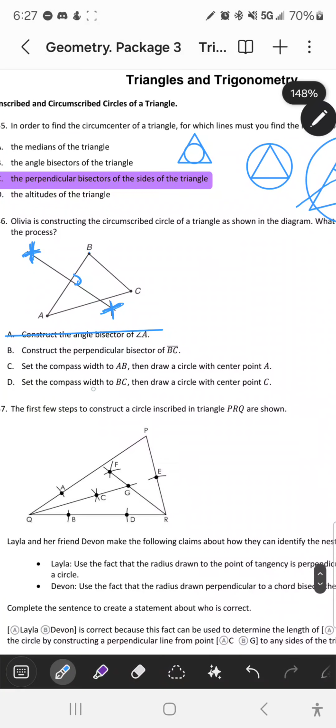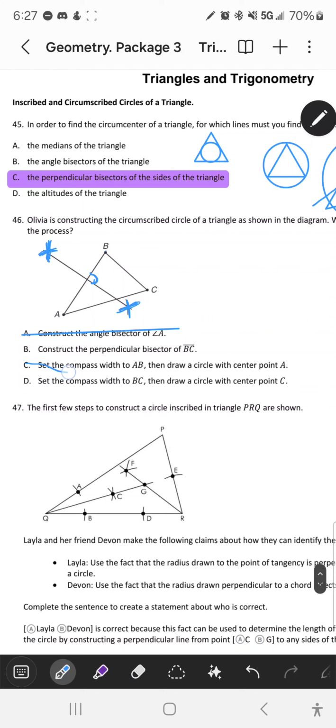Set the compass width to AB, then draw a circle with center point A. No, that doesn't even make what we want. We want a circumscribed circle, and the center point shouldn't be one of the vertices. That should be like the circumference.